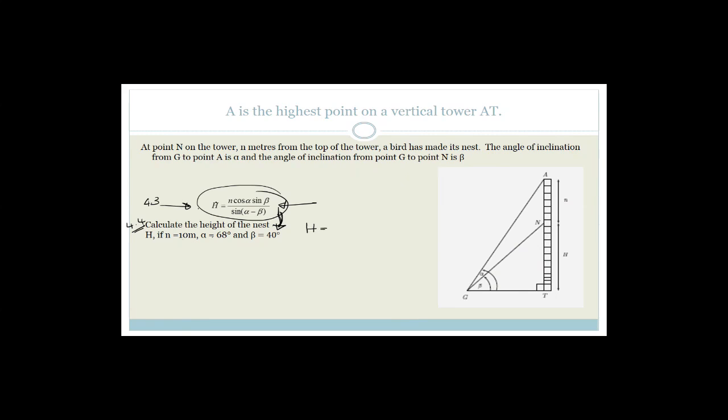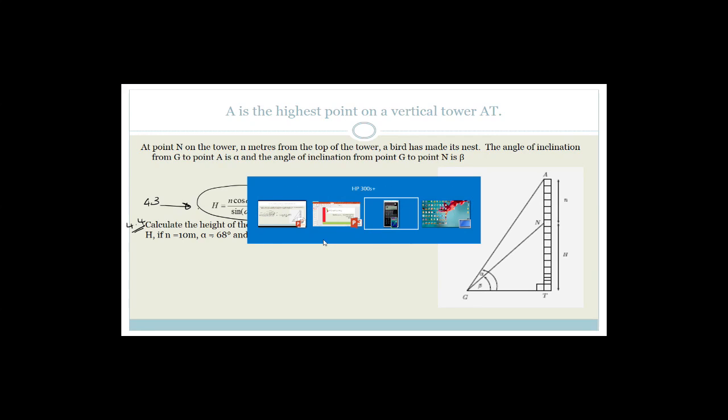So let's work it out. h is equal to n, which is 10 meters, cos of 68, sine of 40, all over sine of alpha minus beta, which is going to be 28. So it's sine of 28. And now all we have to do is pop that in our calculator.